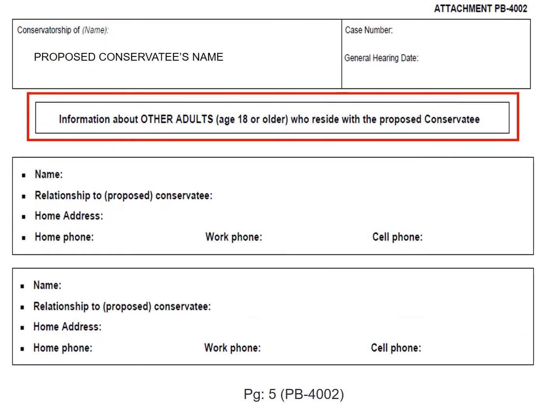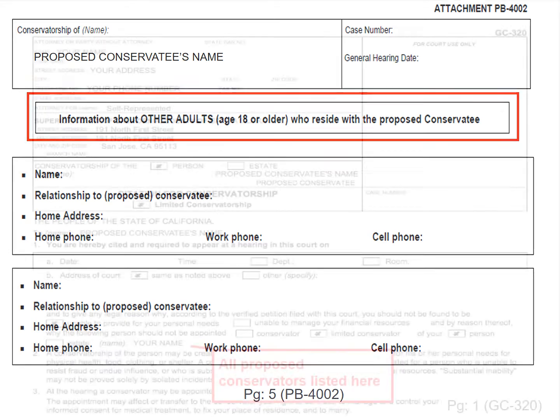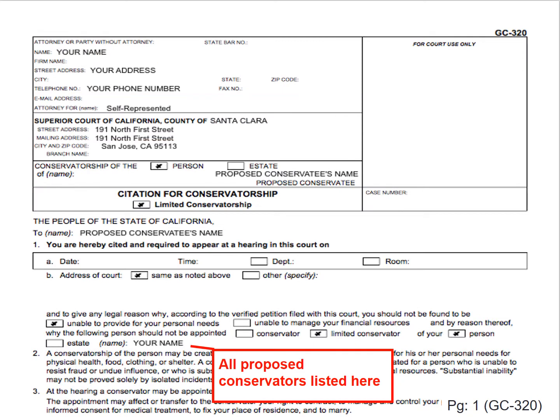On page 5 of Form PB-4002, you will write in the names and contact information of any other adults age 18 or older who reside with the proposed conservatee. The next form is GC-320, Citation for Conservatorship. This form will be served to the conservatee to put them on notice that a conservatorship case has been filed and when the court date will occur.